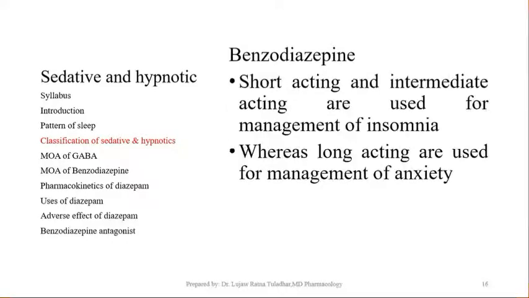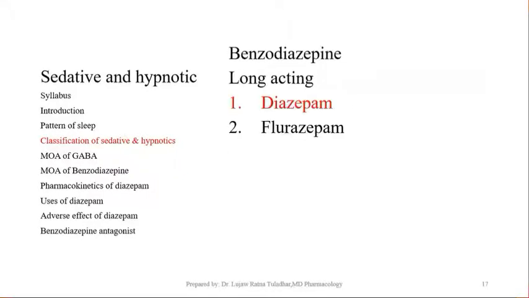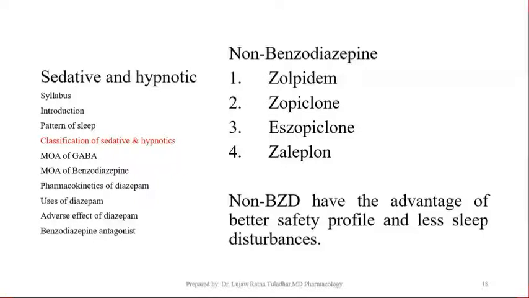Then you have longer acting drugs, like diazepam and flurazepam. Why diazepam? Because it forms a metabolite which is even longer acting. We'll come to that in later slides, but just remember that diazepam is a longer acting benzodiazepine. Then we have some non-benzodiazepines also. These drugs are there because they are comparatively safer than both barbiturates and benzodiazepines. They are drugs like zolpidem, zopiclone, eszopiclone, and zaleplon.